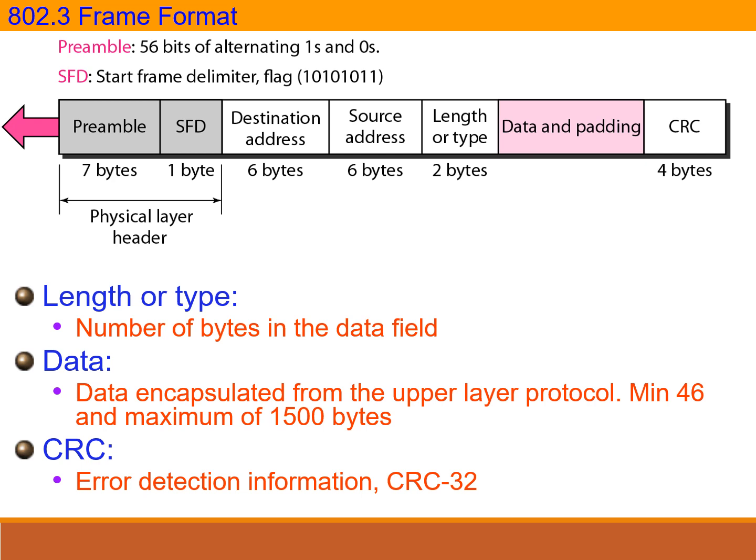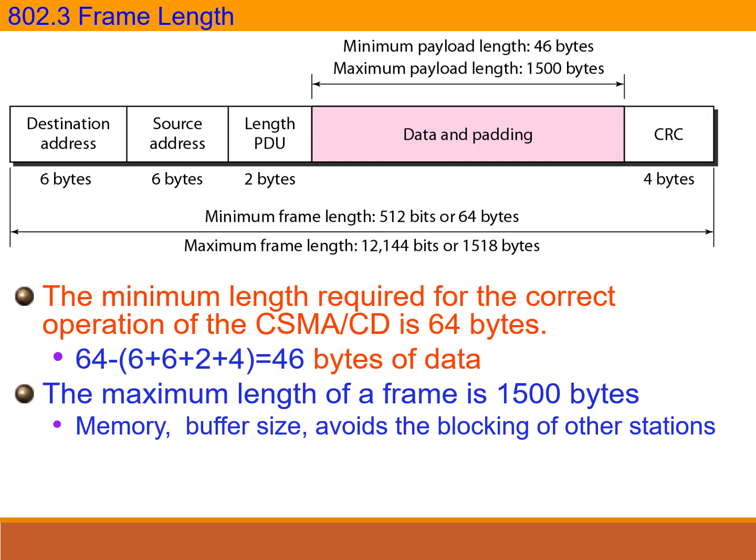Then CRC. This field contains error detection information. And then the frame length. An Ethernet frame needs to have a minimum length of 512 bits or 64 bytes. Part of this length is the header and the trailer. So it shows the minimum and maximum of the frame.